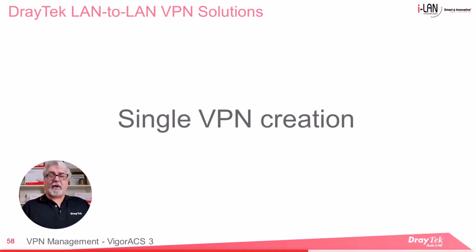Before we look at those SD-WAN VPN options, let's take a look at a simple way to create a single VPN between two routers using ACS 3. If you've ever manually created a VPN, you're going to love this.